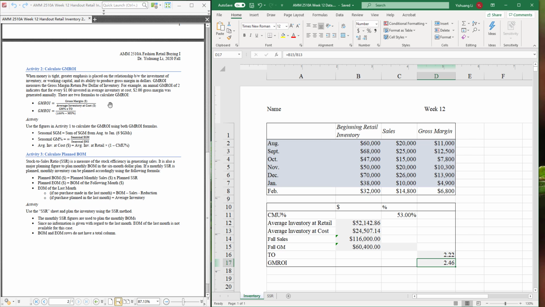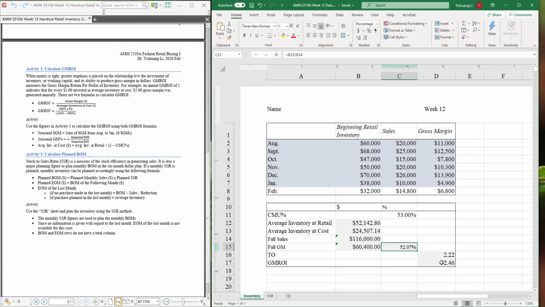And we know there's another way to calculate GMROI. It would also equal the percentage of the gross margin times turnover over 100% less the cumulative markup percent. So we can also verify our results by applying a second formula. Now the first task would be to calculate the gross margin in percentage. This is the dollar number. We put the dollar number over the sales number. That's how we get the gross margin in percentage.